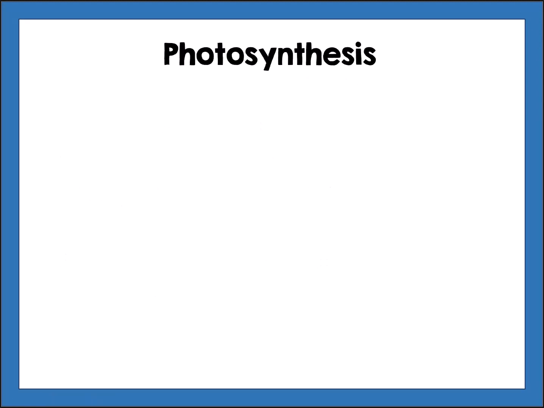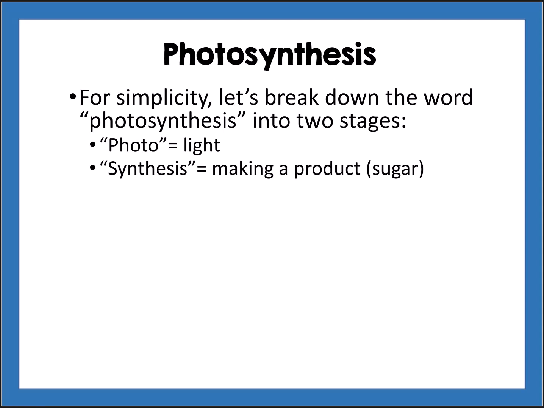So let's talk about what's really happening here in photosynthesis in our 2 different portions. For simplicity, we're going to break down the word photosynthesis into 2 different stages: the photo part, which means light, and the synthesis part, which means making a product. In this process, our product is going to be sugar.